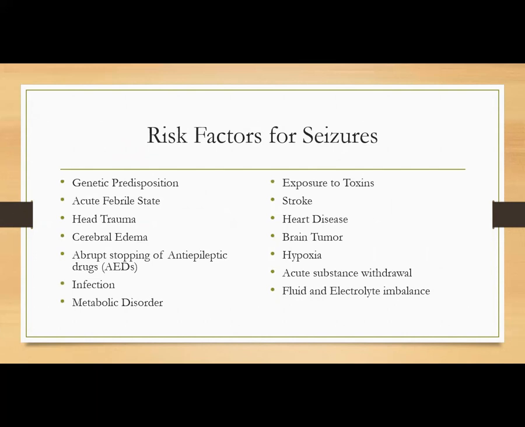Some of your risk factors for seizures: you can have genetic predisposition. Absence seizures are more common in children and tend to occur in families. Acute febrile state, particularly among infants and children younger than the age of 2. Head trauma can be early or late onset, up to about 9 months, and incidence is increased when the head trauma includes skull fracture. Cerebral edema, especially when it occurs acutely, and seizure activity tends to disappear when the edema is successfully treated.